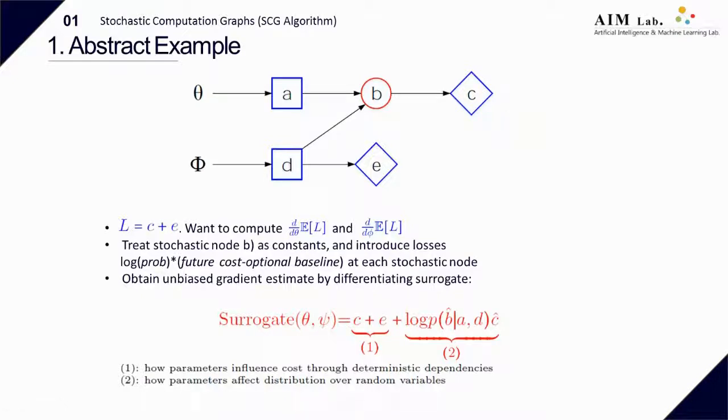In this case, the loss is C plus E. Stochastic node B shows that when A and D are given, there is some distribution that estimates B, and we have two parameters, theta and phi.